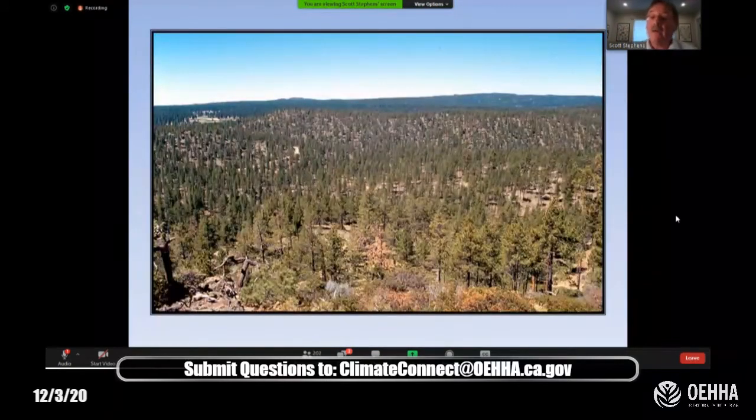Here's a picture of the upper plateau. And this is very typical forest structure in the Sierra San Pedro Mártir. A lot of Jeffrey pine here. There's also white fir, sugar pine, incense cedar, lodgepole, and quaking aspen, let alone the understory species. So this is what the Mártir kind of looks like today.